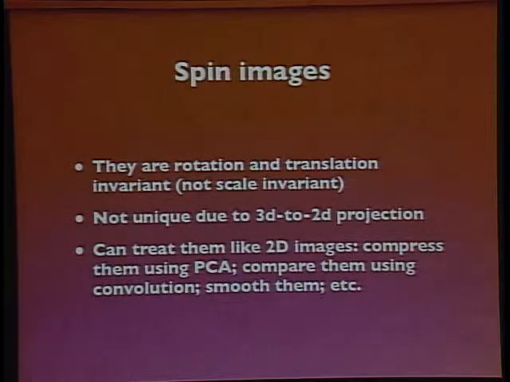One nice thing about them is that they look like images, and you can treat them like images. They're 2D. You can compress them using PCA. You can compare them. You can smooth them. You can do all the image processing types of things. I don't know, remove high frequencies from them if you so choose, using all the techniques we talked about in the first 3 weeks. Any questions about these?